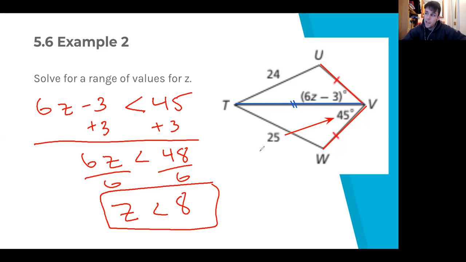I could set a lower bound here because I do know that this angle, while being smaller than 45, does actually have to exist. So it would have to also be greater than 0, right? An angle of 0 or less actually wouldn't exist. So I do know the angle has to be greater than 0. So I could solve another inequality here to set a lower bound for it, but I'm not going to do it in this case. I'm just going to be satisfied with this solution.